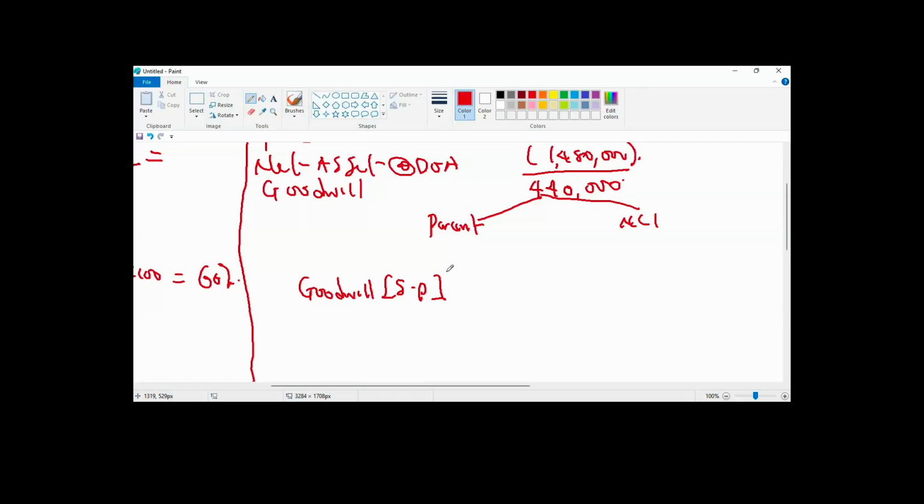Using fair value, the goodwill belongs to both the parent and NCI. And in share of proportionate, it belongs to the parent.